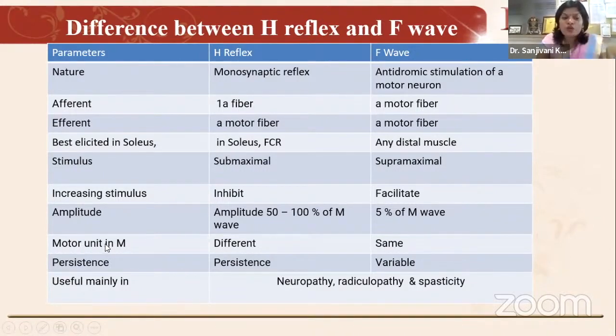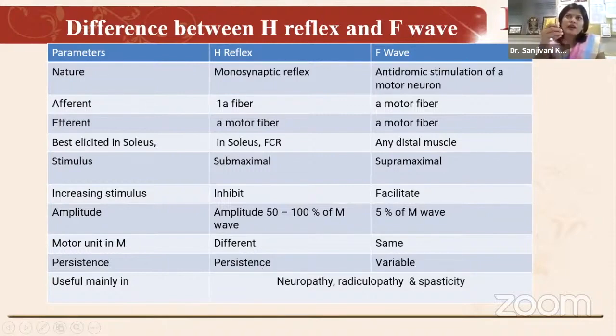Then the motor unit of M will be different in H and the same in the F wave, because it is more like NCV, whatever your position, it will be on the muscles. So that's why it will be the same, but in the H reflex it will be different. Persistency will be there in H reflexes. In the F wave, it will be variable.